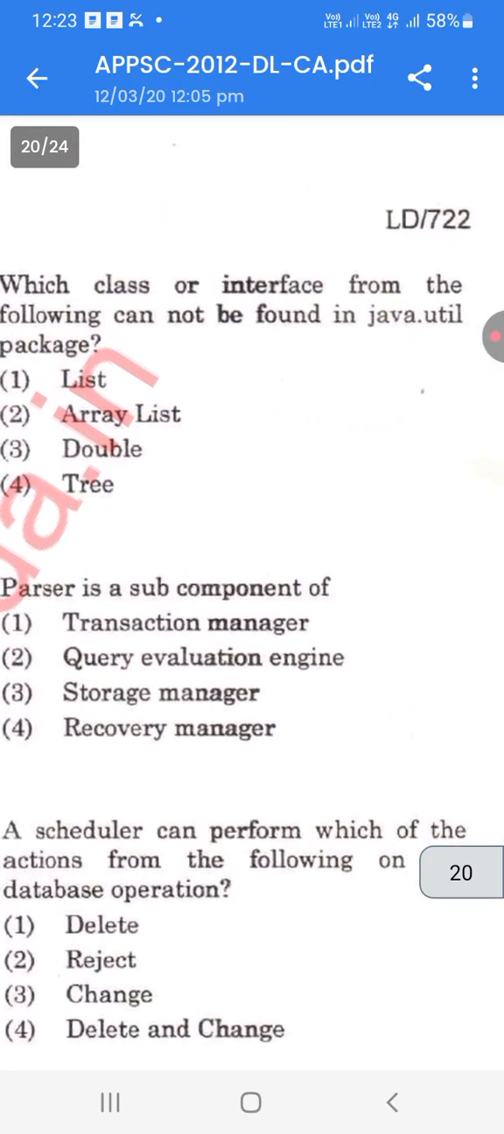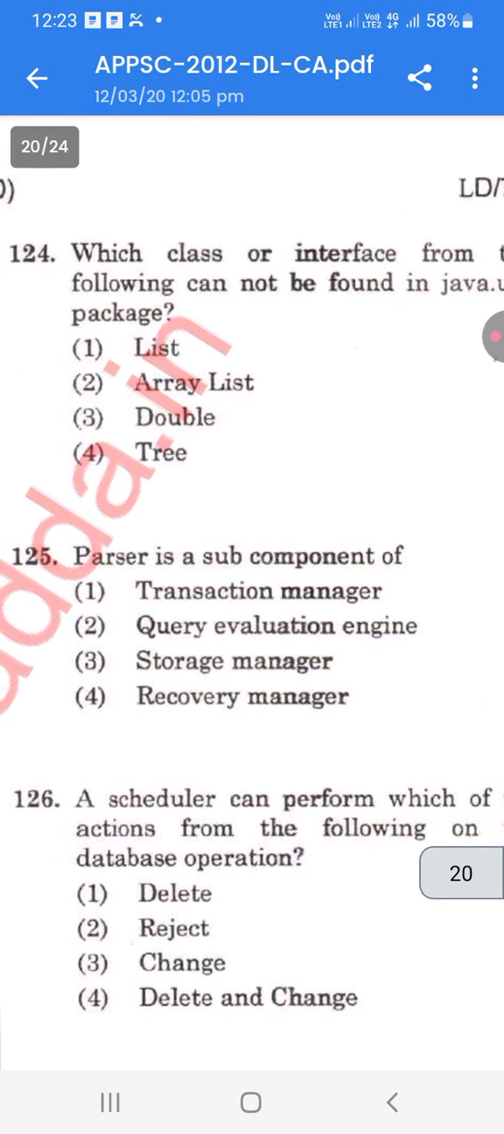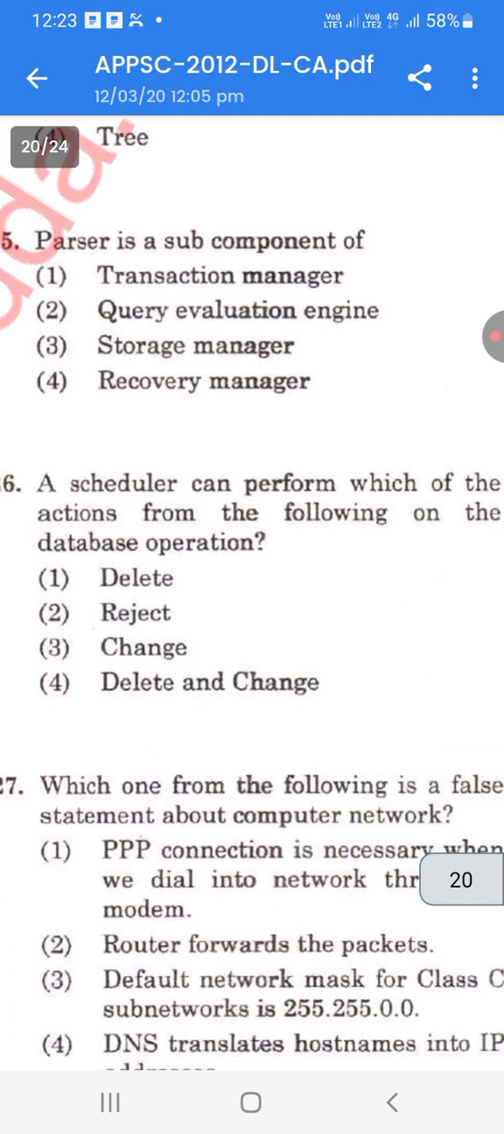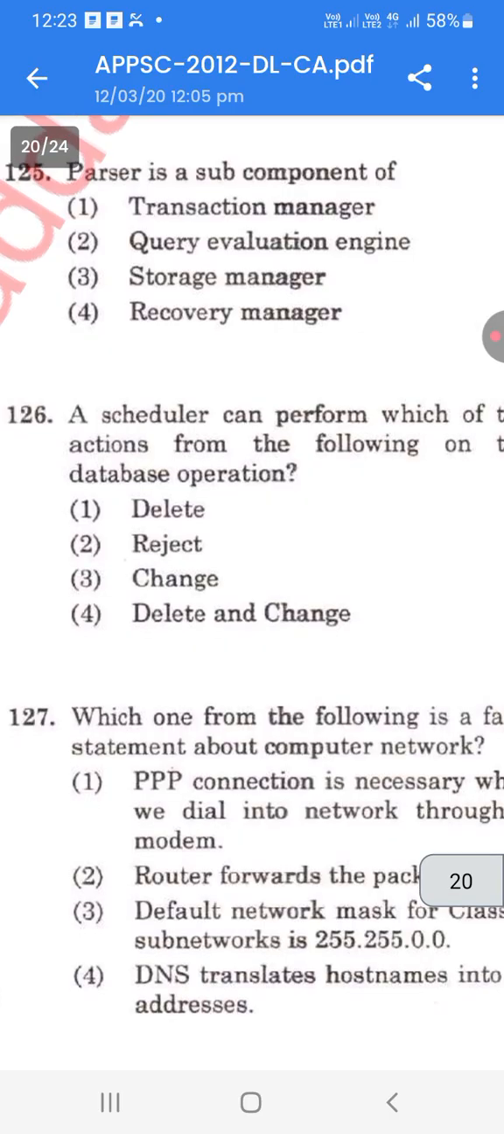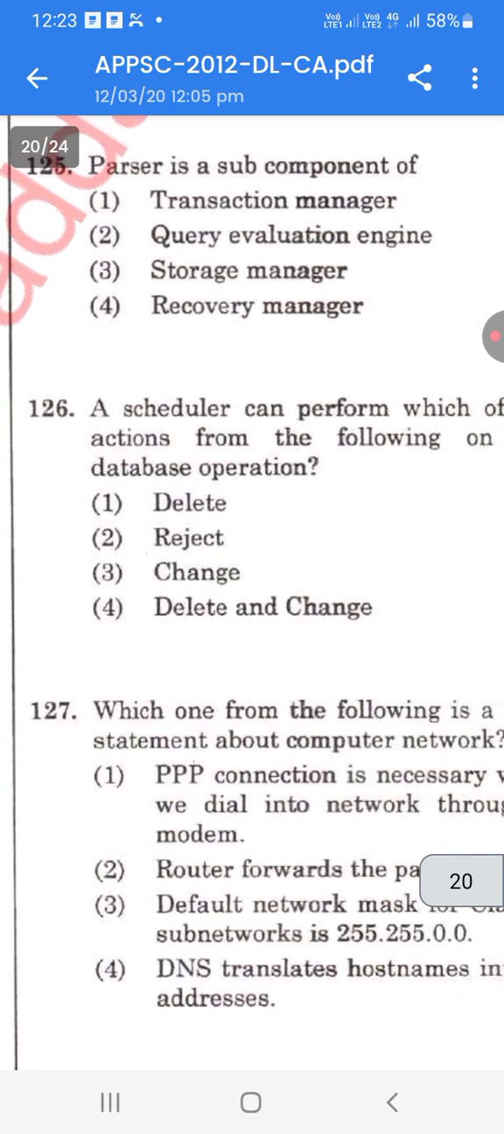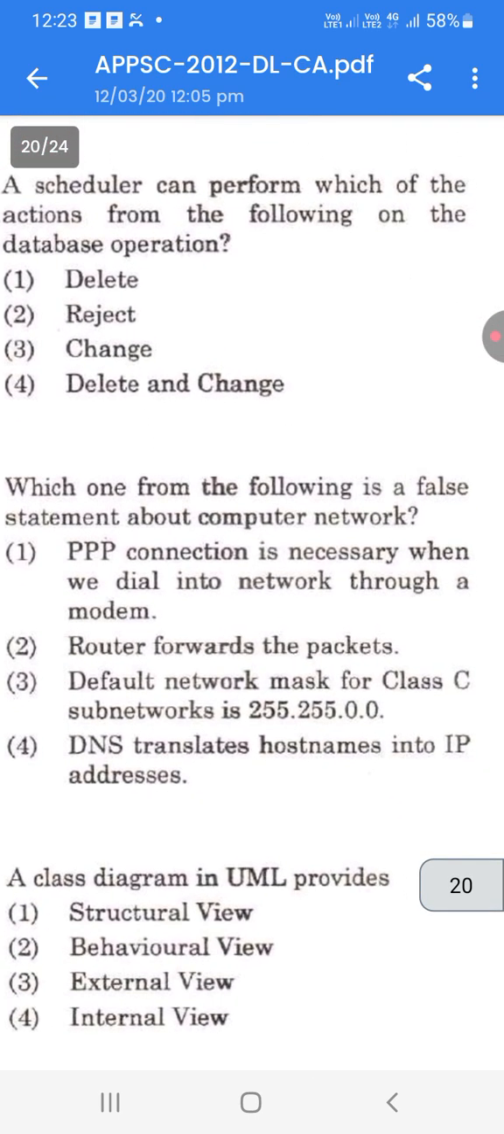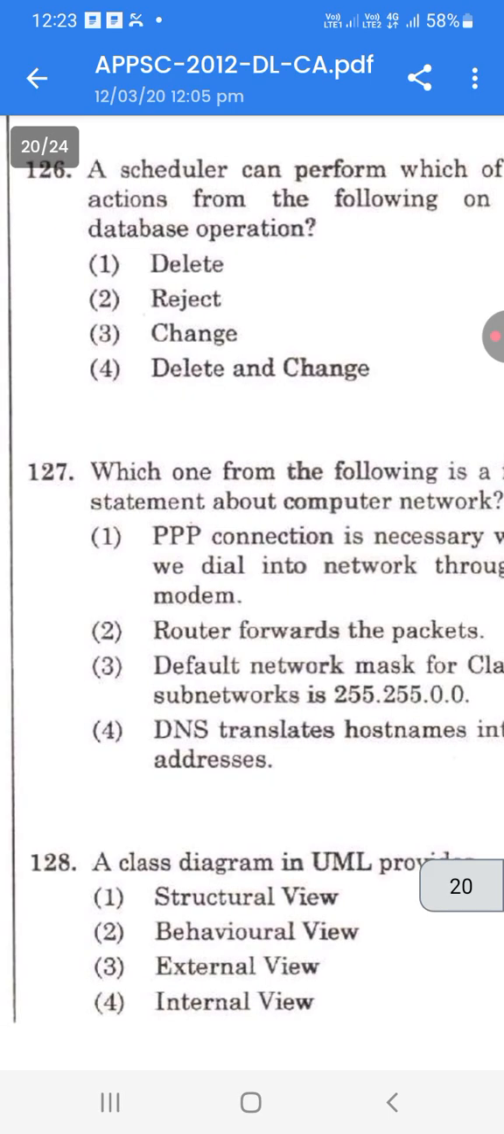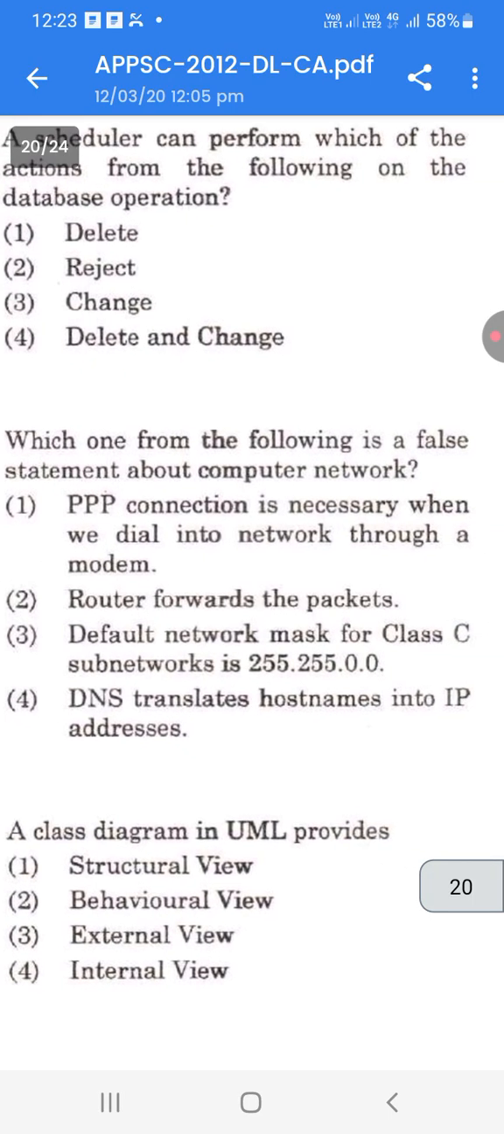Which class or interface from the following cannot be found in java.util package? 124. 3. Double. Parser is a subcomponent of query evaluation engine. A scheduler can perform which of the following actions on the database operation? 126. Rejects and change. Which one from the following is a false statement about computer network? 3. Default network mask for class C subnet 255.250.0. This is a false statement.